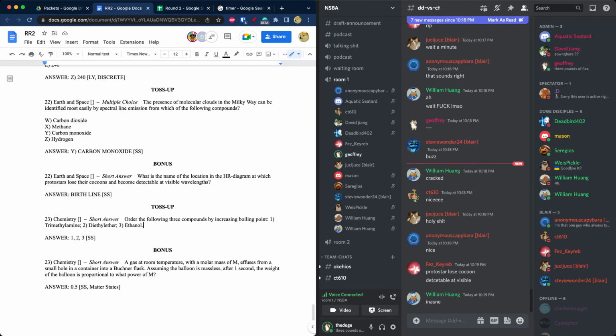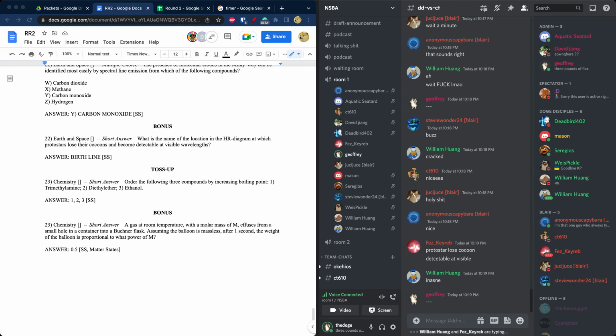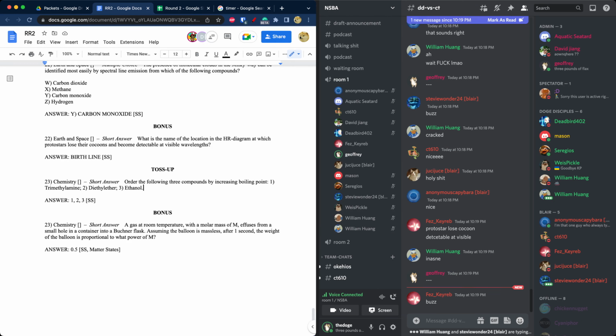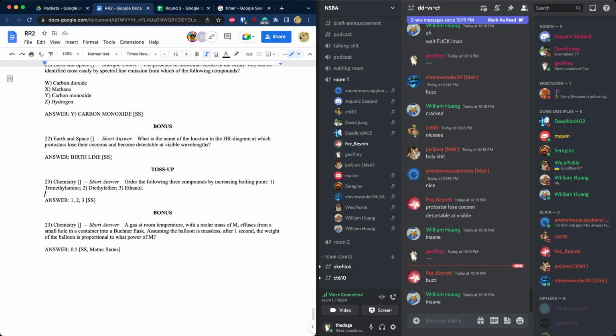Toss up chemistry short answer. Order the following 3 compounds by increasing boiling point. 1. Trimethylamine. 2. Diethyl ether. 3. Interrupt Fez. 1, 2, 3. That's correct.